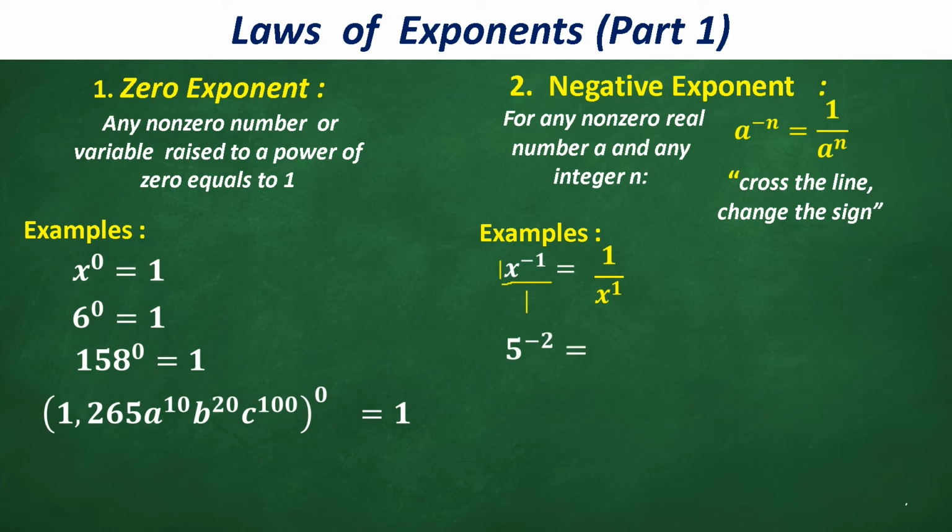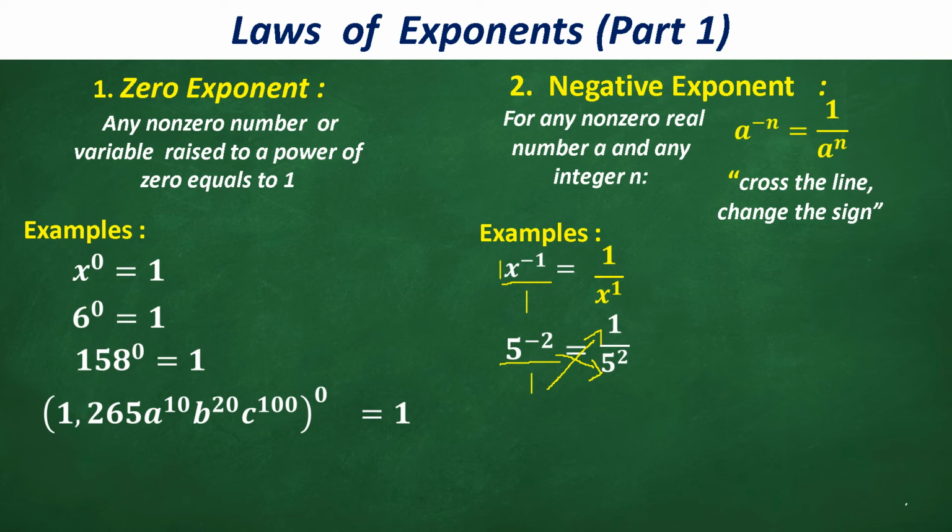Okay. The next example, if we have 5 raised to the negative 2, so we have 1 over 5 squared. Again, ang denominator ni 5 to the negative 2 ay positive 1. So, again, we're going to cross the line, then change the sign. Si denominator na 1, so, dadalhin natin dito sa numerator. Then, si 5 to the negative 2 ay dadalhin naman natin dito sa denominator, changing the sign from negative into a positive sign.